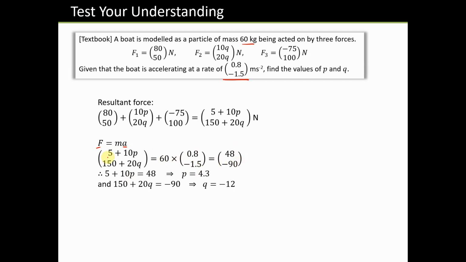We therefore know that the i component equals the i component, so 5 plus 10p equals 48. We can find p is 4.3 from solving that equation. And then we know that the j component is equal to the j component, so 150 plus 20q equals minus 90. And we get q is minus 12 from solving that simple equation.